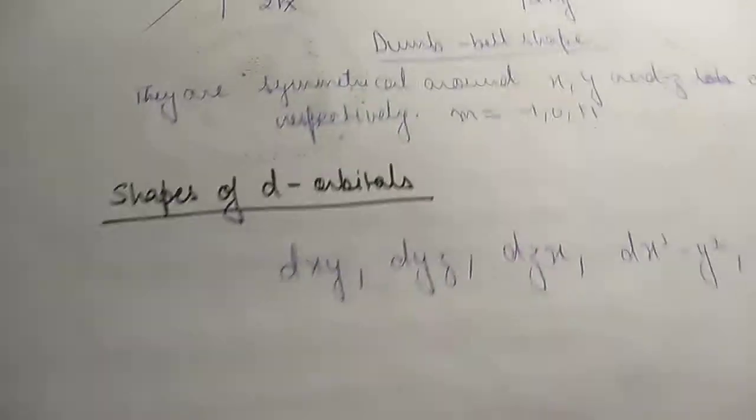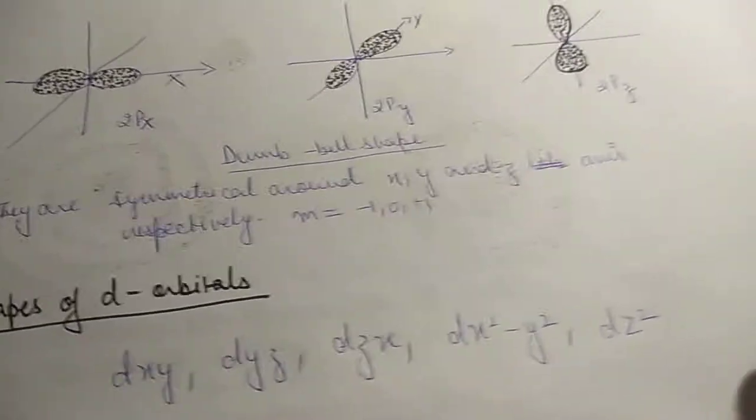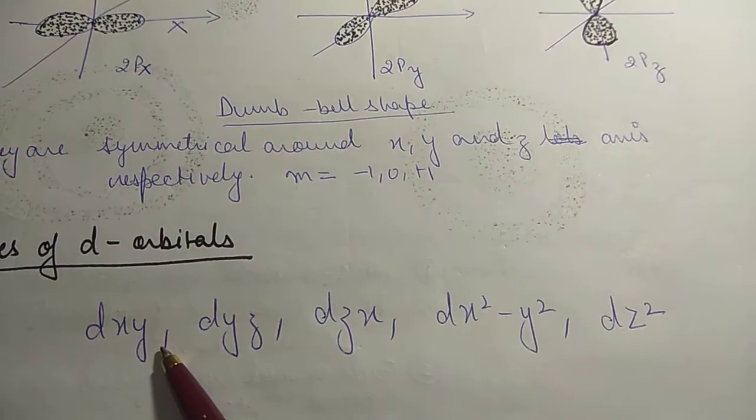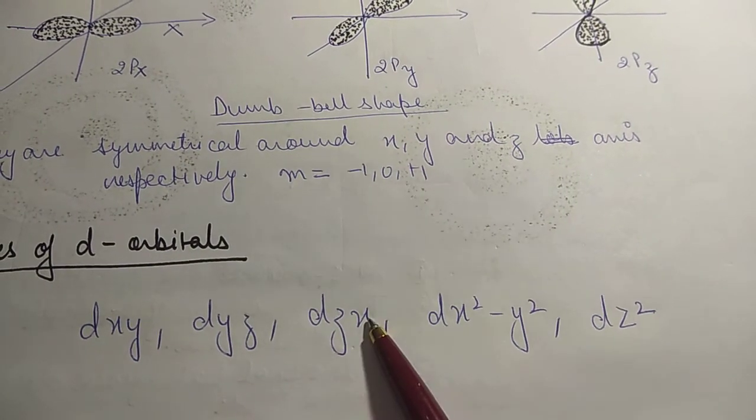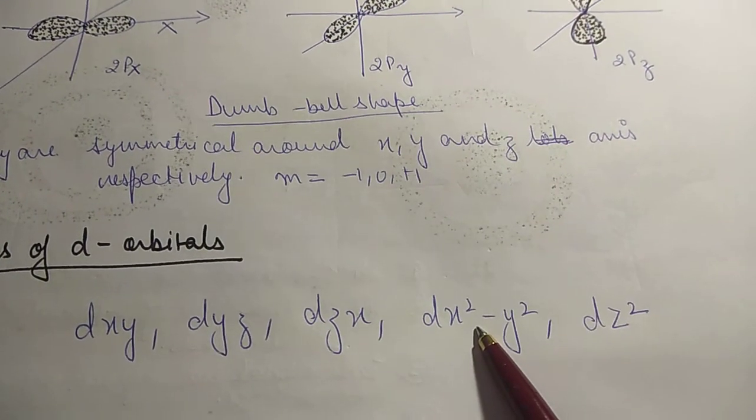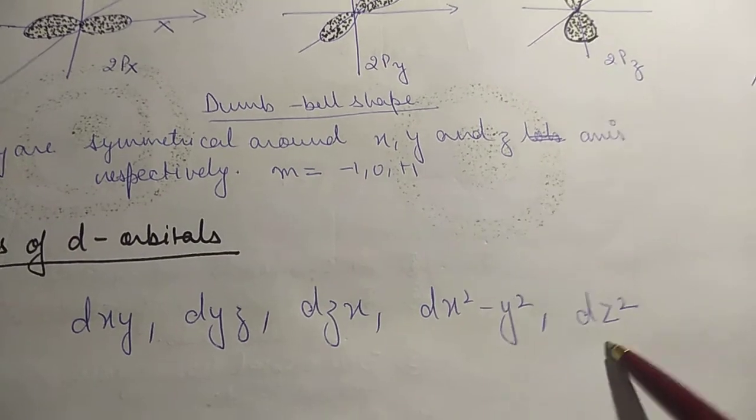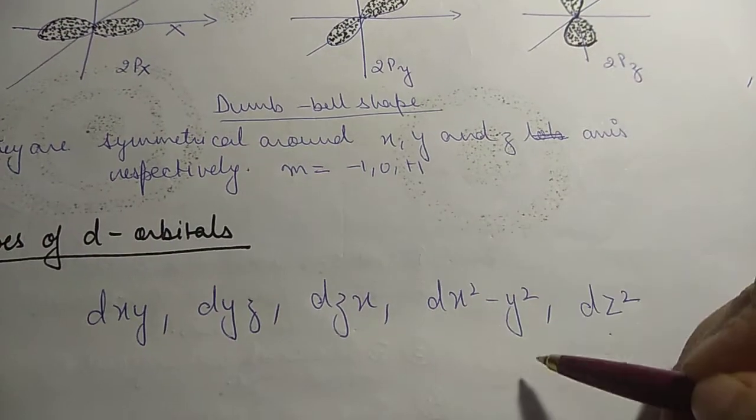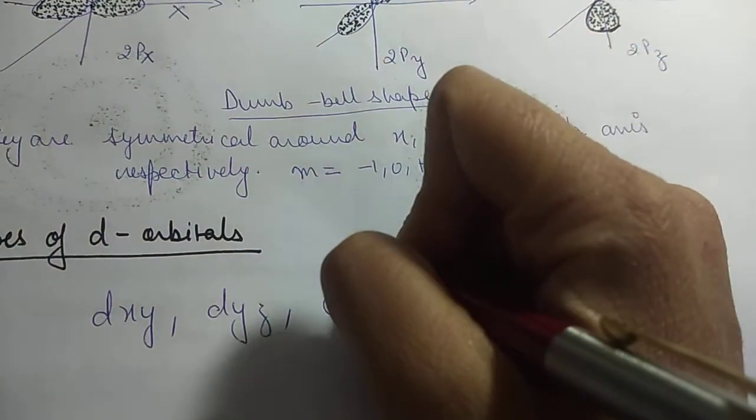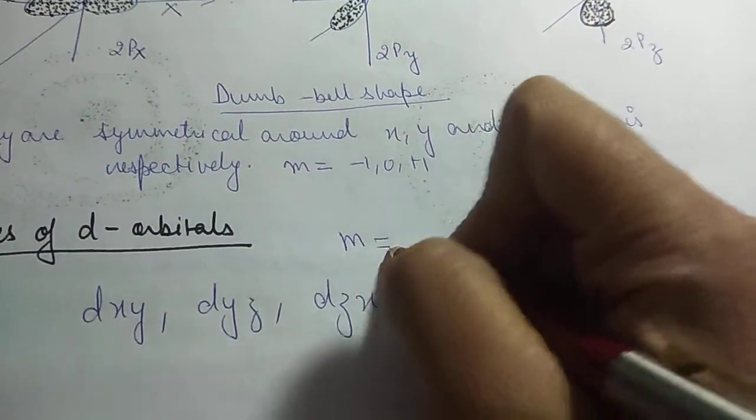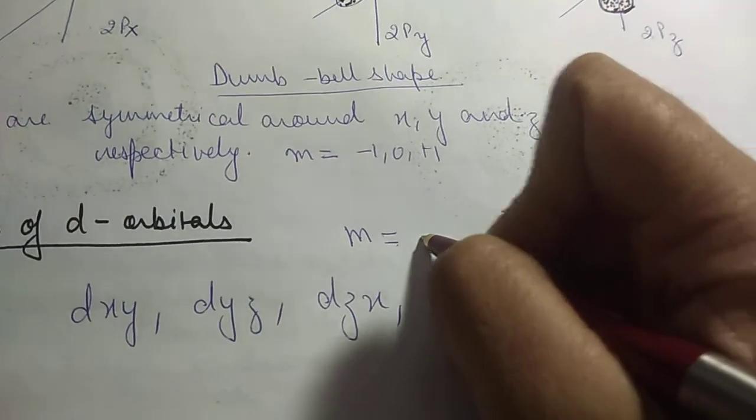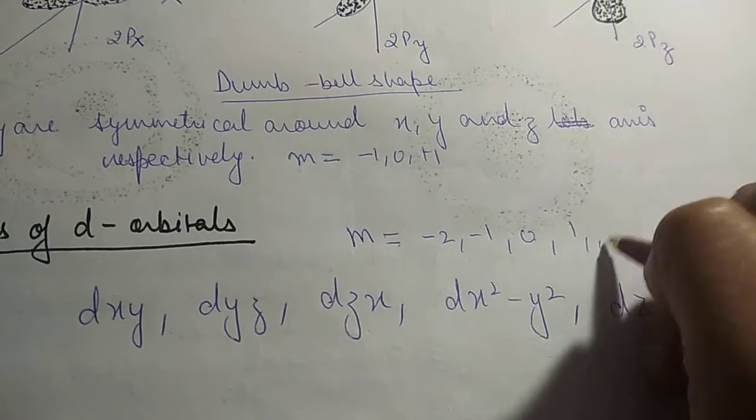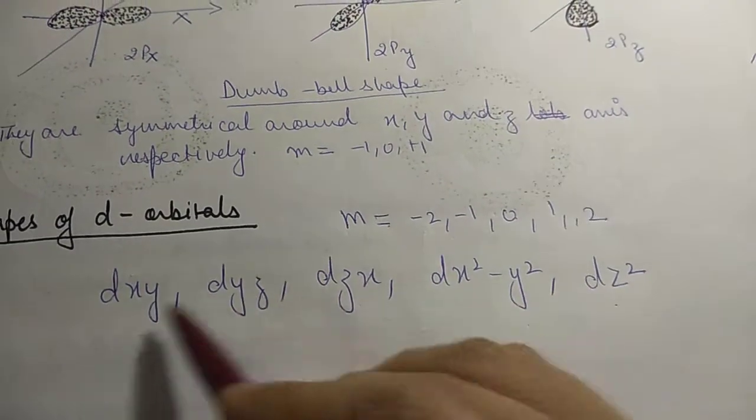And then next we have d orbitals. First of all, we will study what are the types of d orbitals. They are dxy, dyz, dzx, dx square minus y square and dz square. So we have 5 d orbitals. So m represents number of orientations, I have told you, from -2, -1, 0, 1 and 2. 5 orbitals are there.